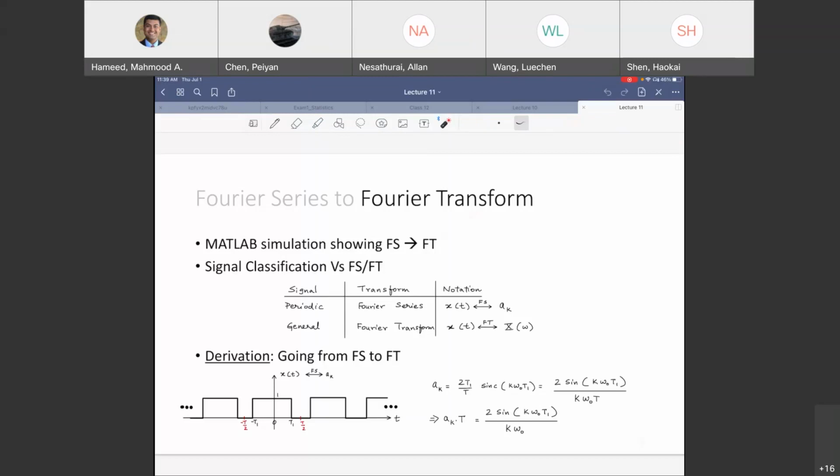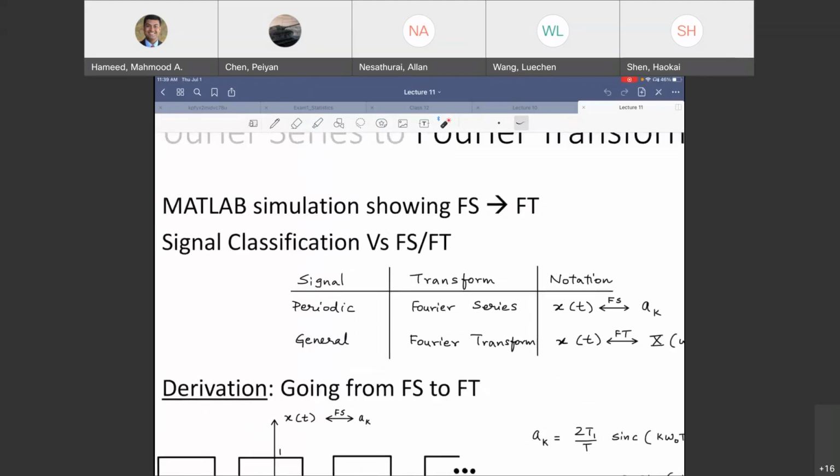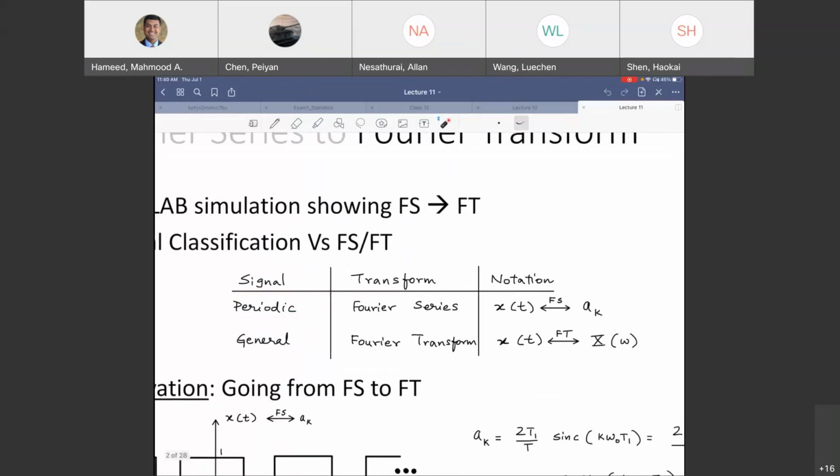So signal classification versus Fourier series or Fourier transform. If you have a periodic signal, then the transform that you will use to evaluate its frequency content is Fourier series. And the notation for that is x of t, double-sided arrow, Fourier series, a sub k. Why double-sided arrows? Because for an x of t, you have a sub k. And given a sub k, you can evaluate x of t.